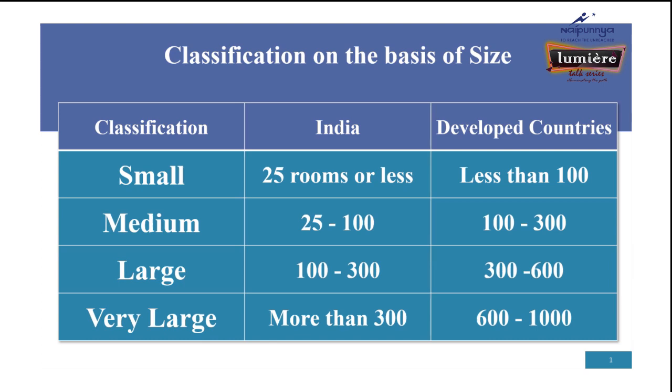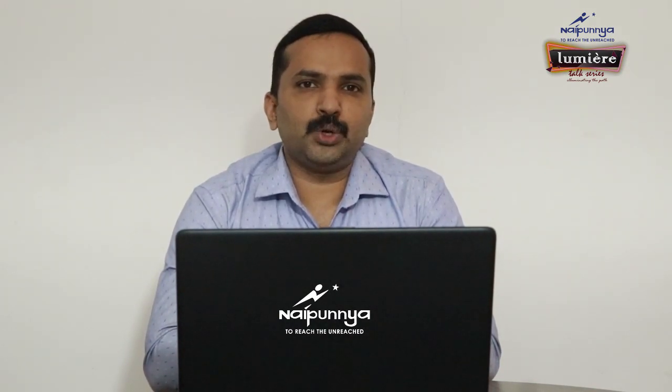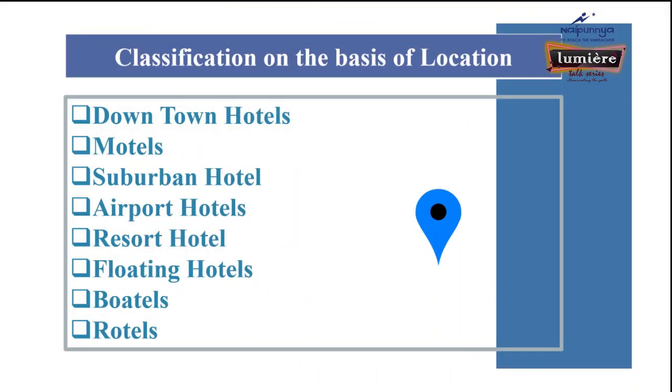There is one more classification based on size, that is mega hotels. If a hotel has more than 1000 rooms, that is considered a mega hotel. Classification based on location. A hotel is classified based on where a particular hotel is located.